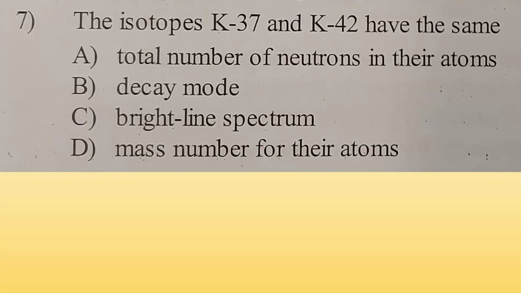7. The isotopes K37 and K42 have the same what? Well, they're the same element, but they got different masses. And the reason that they got different masses is because they have a different number of neutrons. So they don't have the same number of neutrons. Do they have the same decay mode? No, you can look it up on the reference table for nuclear stuff when you get there. They are different decay modes.